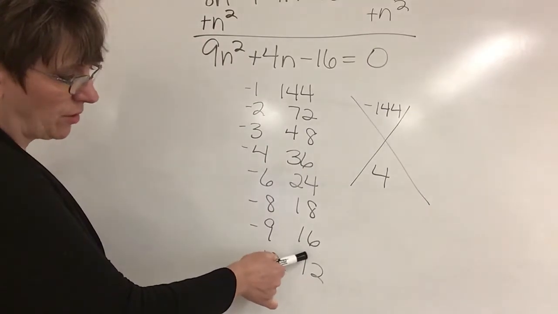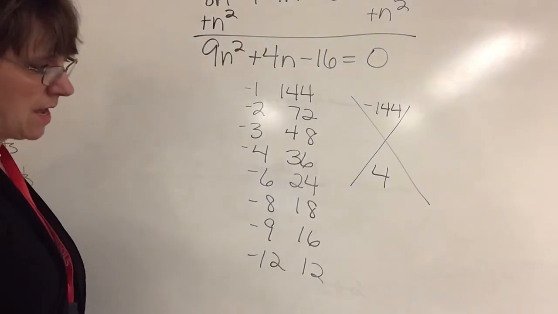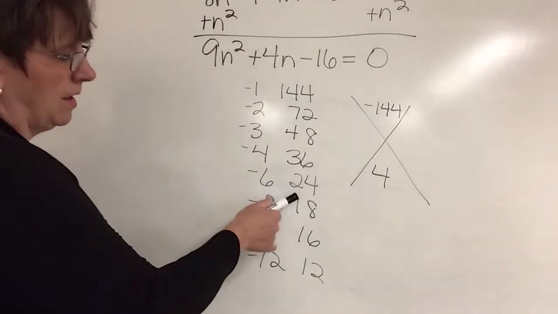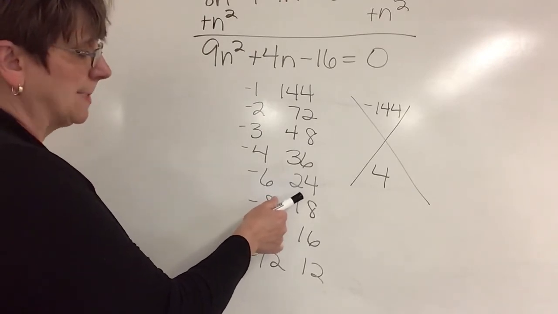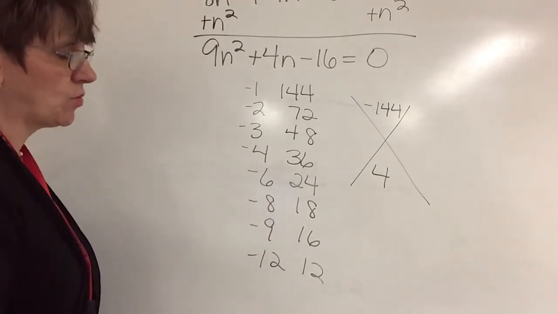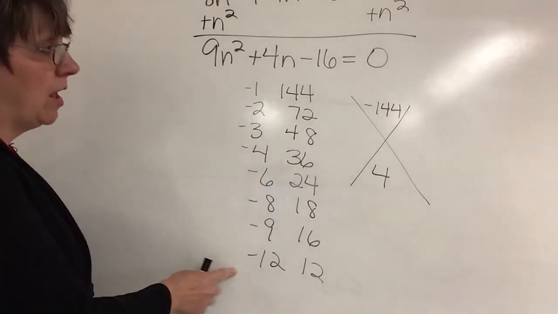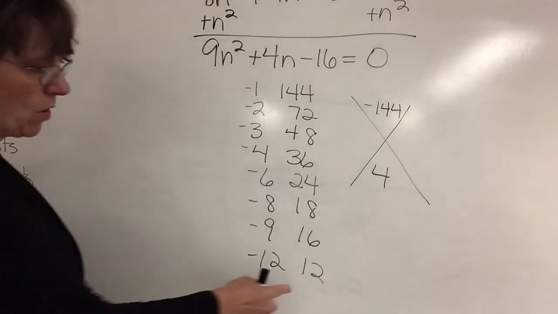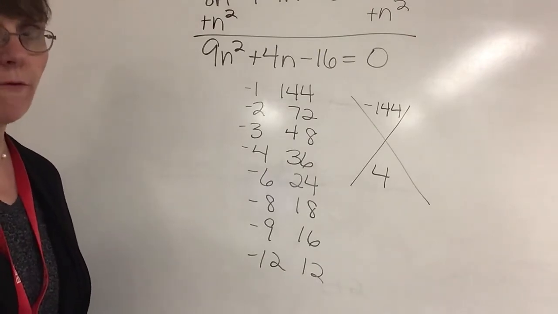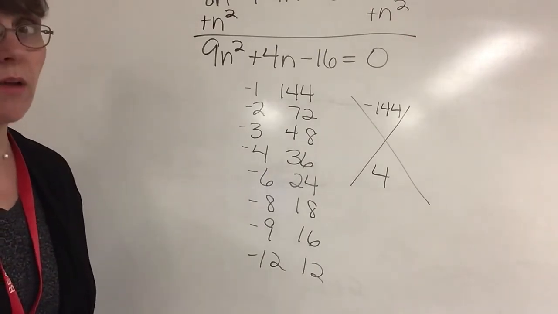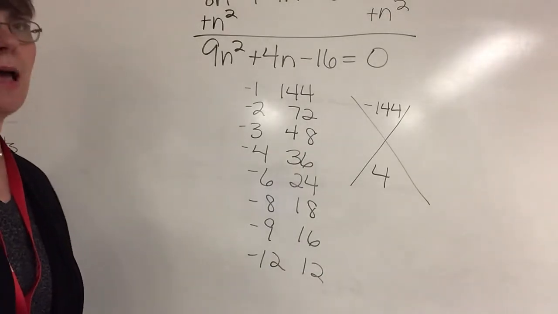I've already checked 13, 14, and 15 in between here. 17 does not. I've checked that. 19 does not. 20 does not. 21, 22, 23, if they did, they would have come up when I was testing these numbers over here. So I don't have any factors of negative 144 that are 4 units apart. That tells me factoring won't work well for this problem, and I'm going to have to use the quadratic formula. Please keep in mind the quadratic formula works every single time.